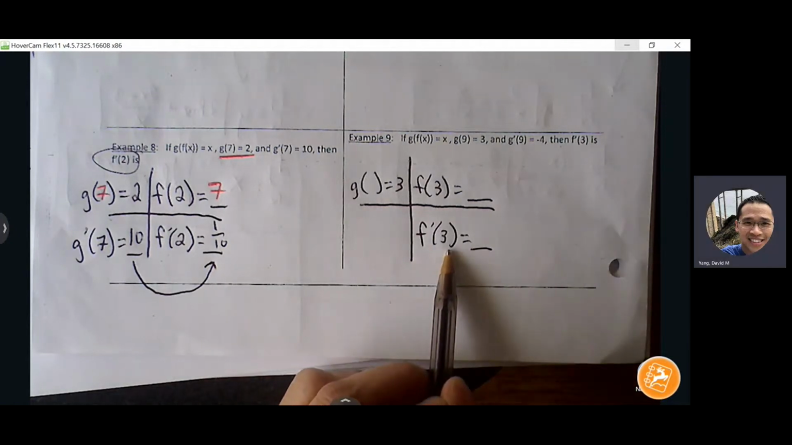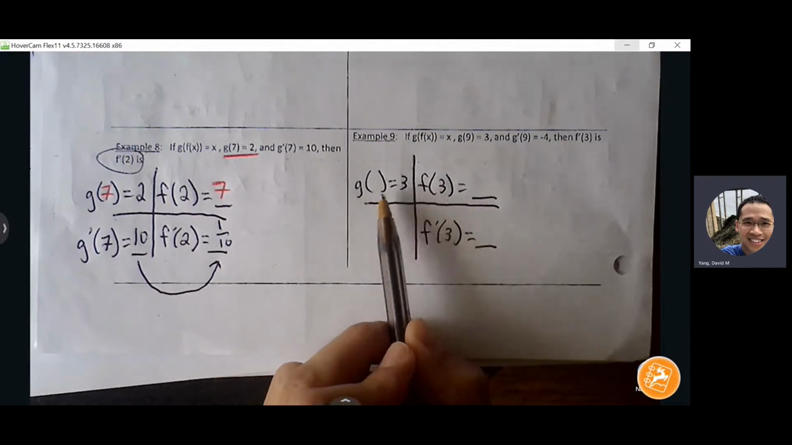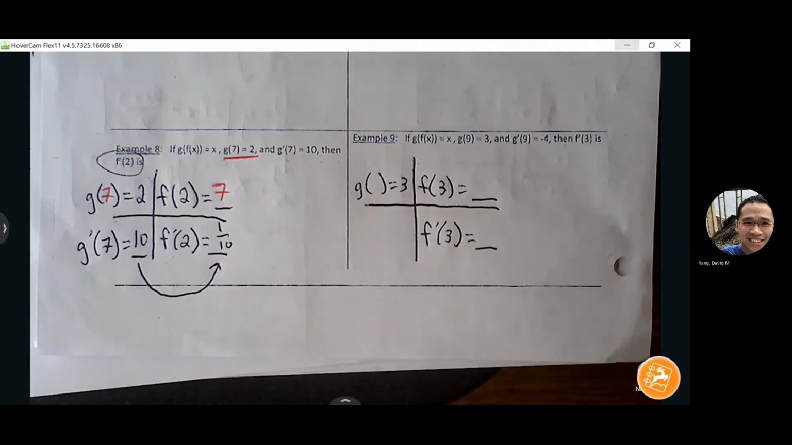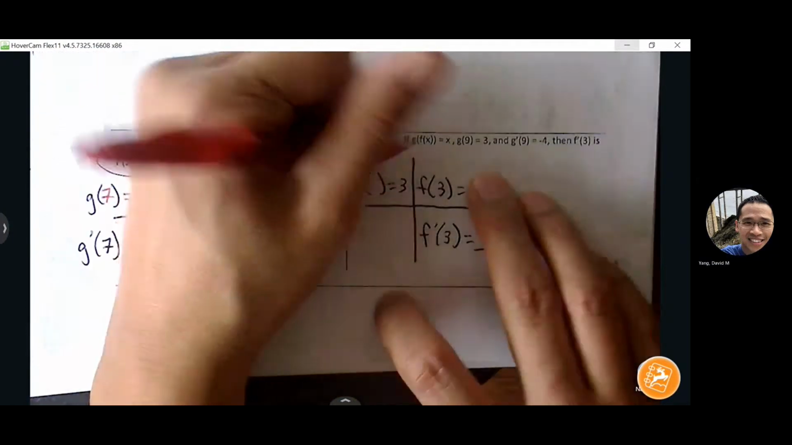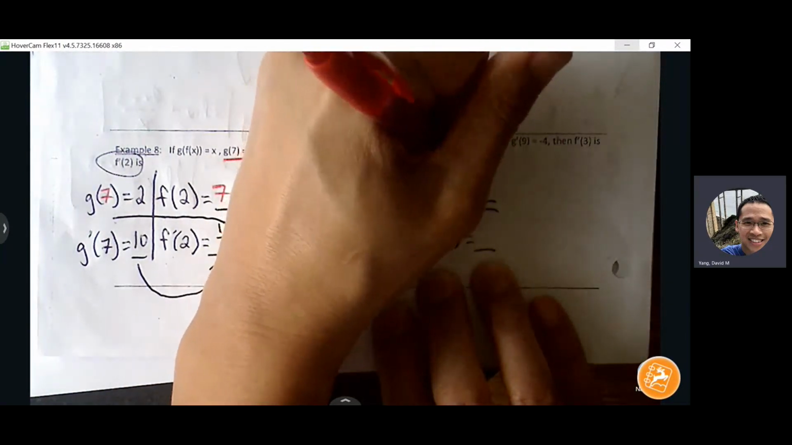Okay. I know 3 is the x value of my f of x. So I know 3 must be the y value of my g. What can I fill in this space here? g of 9, right? That's given to me. g of 9 equals 3. So I have ordered pair (3, 9).